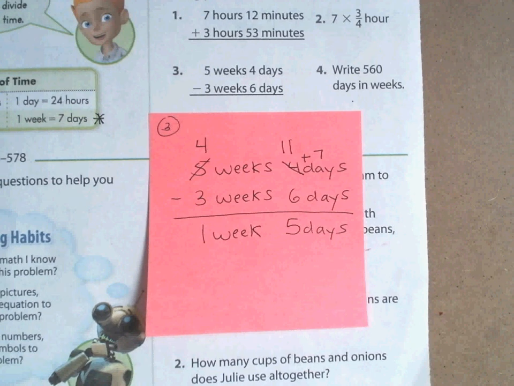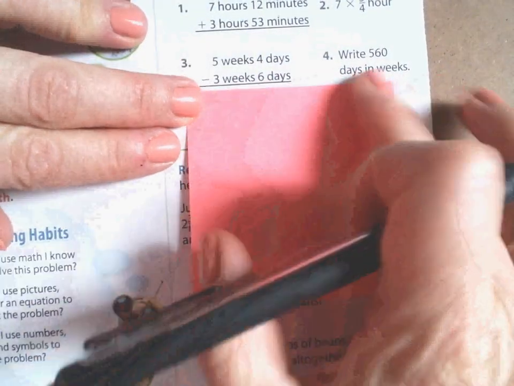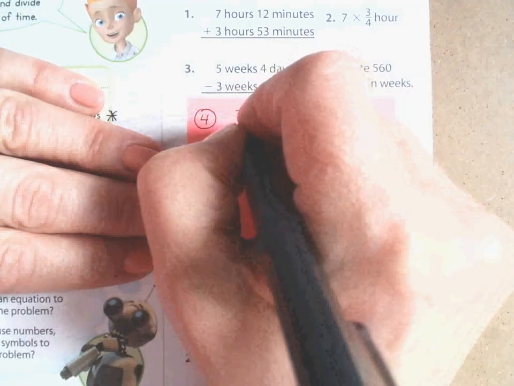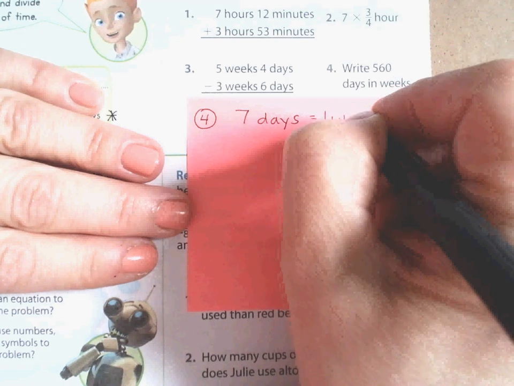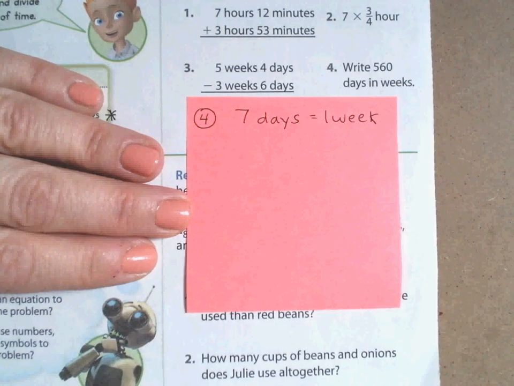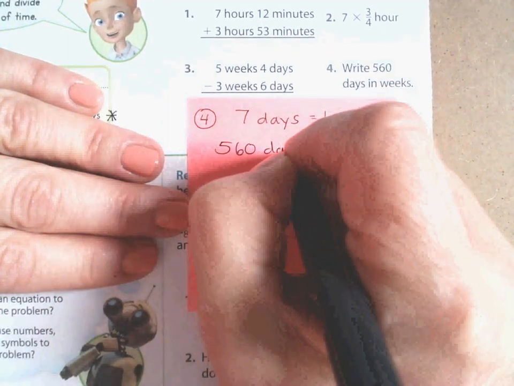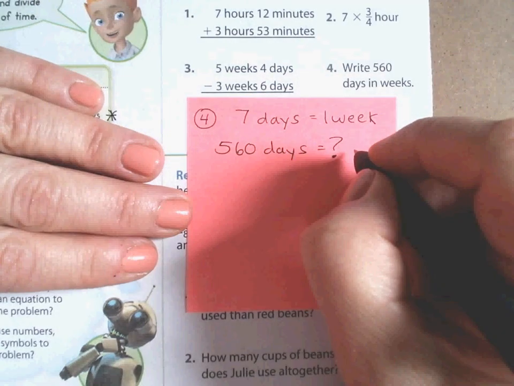Okay, so the last one for today, number 4, write 560 days in weeks. So I know that 7 days equal 1 week, and they gave me the number of days. So 560 days equals how many weeks?